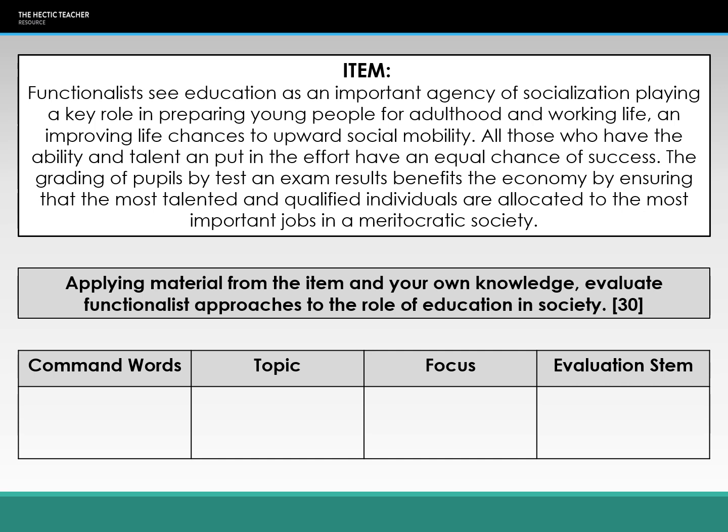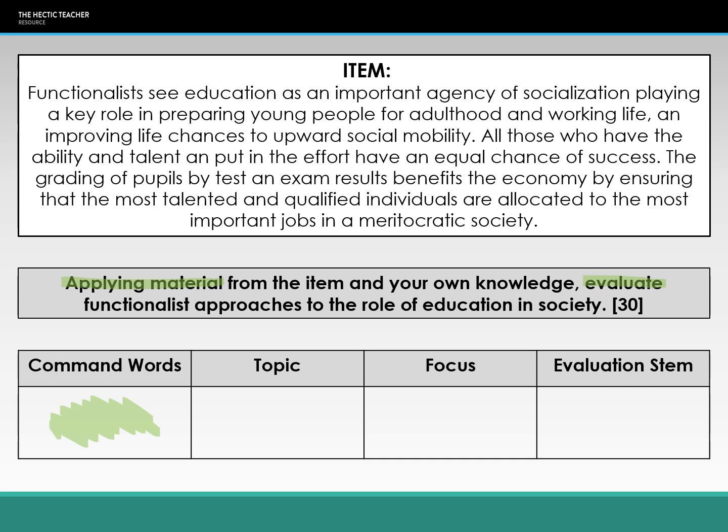So the command words, as ever, are always going to be the same. Regardless of whether it's an argument essay or whether it is a 20 marker or a 30 marker, our command words are always going to be applying material from the item and evaluate. And what that means is we have to use the item explicitly somewhere in our paragraph, in our essay, and that we have to show that we're aware of both sides of the argument and have come to a reasoned conclusion and a clear, distinct answer.